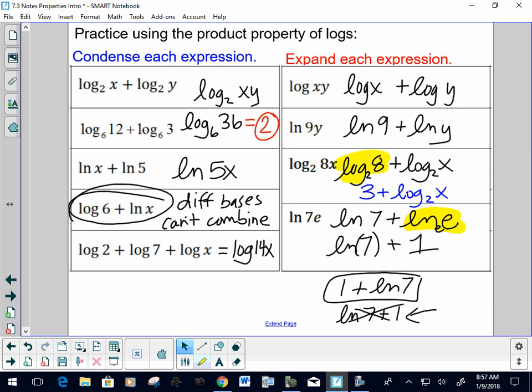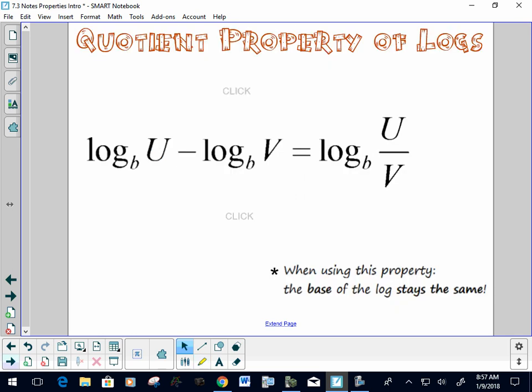All right, so that was the product property. We have another property called the quotient property. The quotient property of logs tells me that if I have a log of u and I'm subtracting a log of v, it's the same as the log of u divided by v. So it's called the quotient property. If we have those two logs being subtracted from one another and we want to condense it into one log, we can do that. Or we can go the other way.